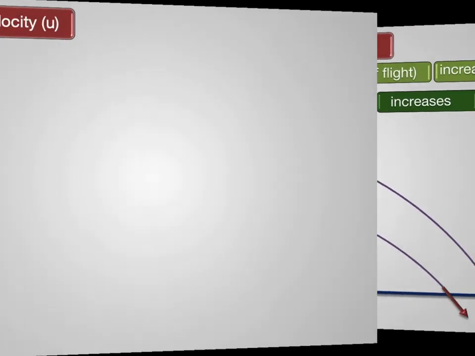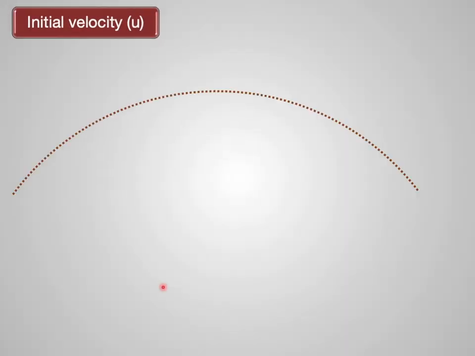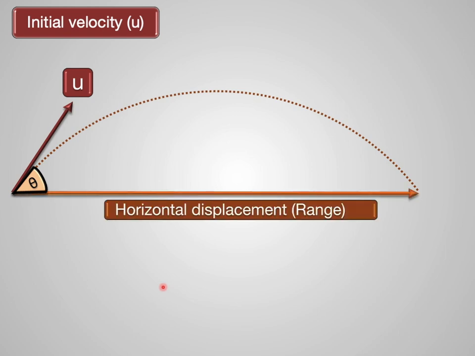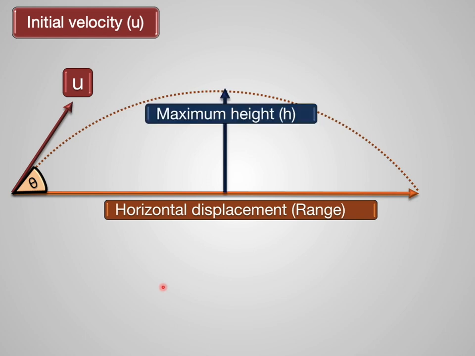Now we are going to see in the other type of projectile, the symmetrical projectile, what will happen if you increase the initial velocity. Let's say you are throwing something with a velocity u, it's traveling a distance, and the maximum height of the projectile is h. I am going to increase the initial velocity. What changes you can observe in the range and the time taken?